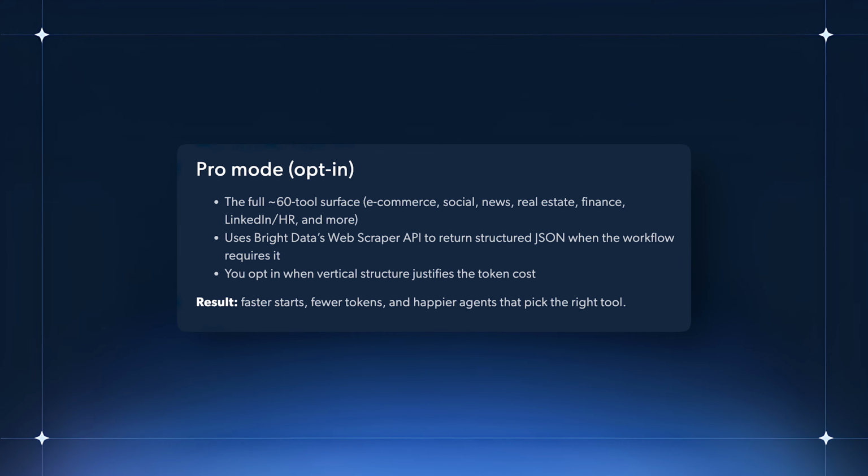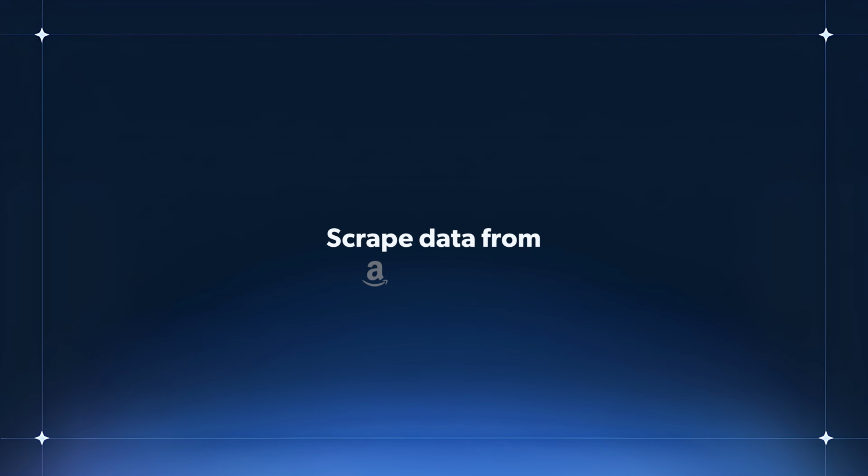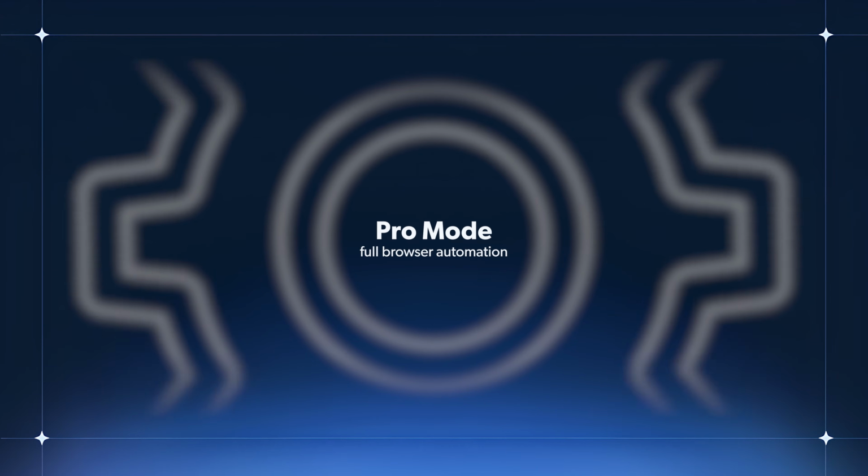Now the Pro mode allows us to access advanced scraping. We can have structured data from the top platforms. We can scrape data from Amazon, LinkedIn, X, Instagram, etc. And the Pro mode also provides full browser automation. So the Pro mode is built for more large-scale use cases, if you wish.